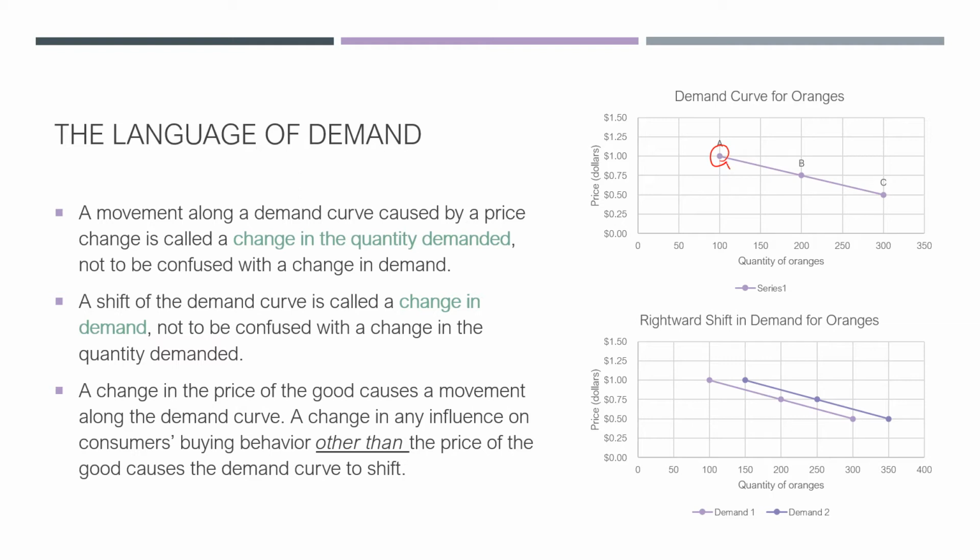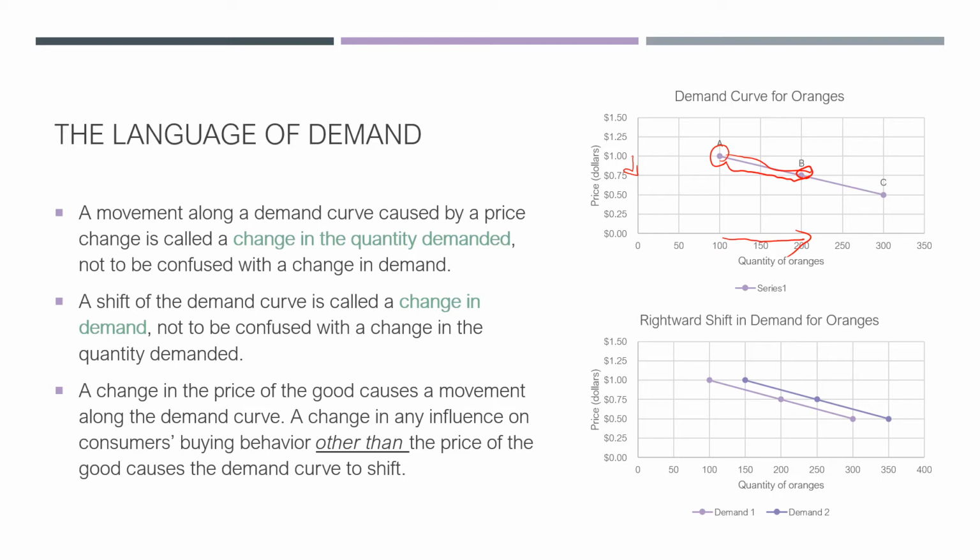Right? When we dropped from $1 to 75 cents, we moved along the demand curve, in this case demand 1, and an increase in the quantity demanded from 100 to 200 oranges. And that follows our law of demand: as price decreases, quantity demanded increases.